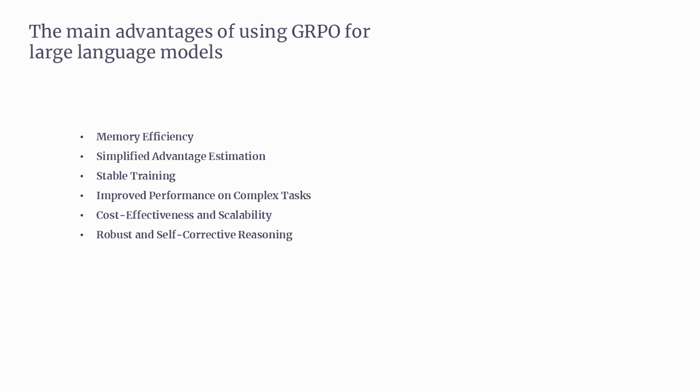In summary, GRPO offers a powerful and efficient method for fine-tuning large language models. It's especially useful when you need complex reasoning and are working with resource-constrained hardware. With its ability to improve memory efficiency, simplify advantage estimation, ensure stable training, and enhance performance on difficult tasks, GRPO is a valuable tool for advancing the capabilities of large language models.